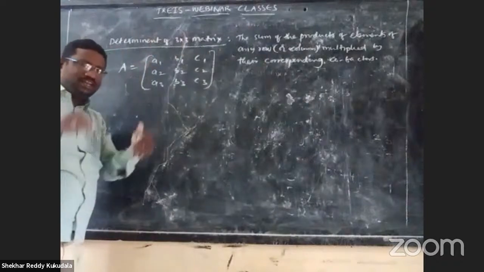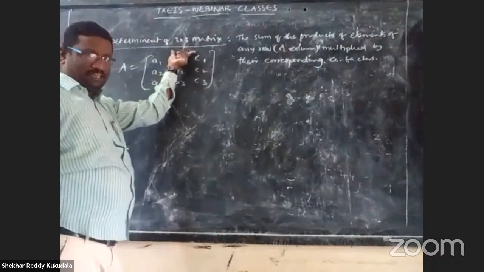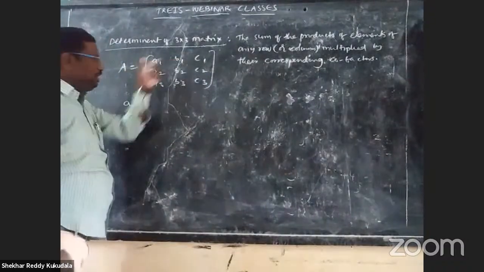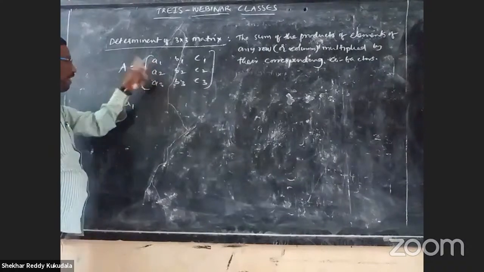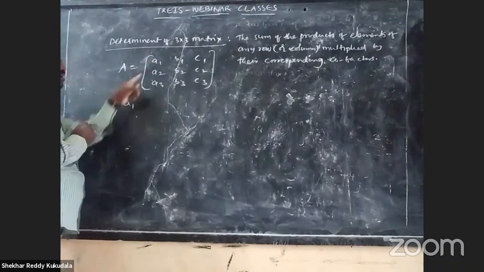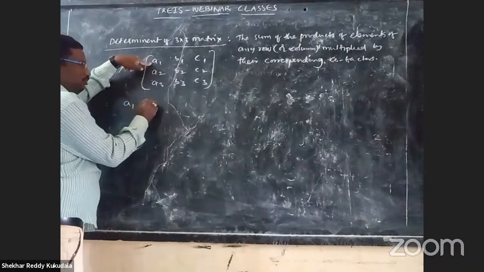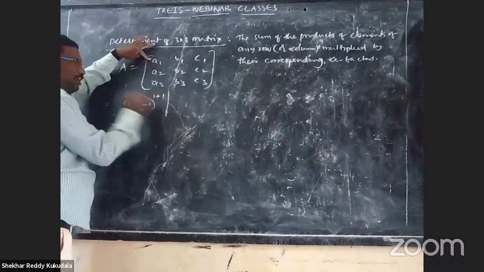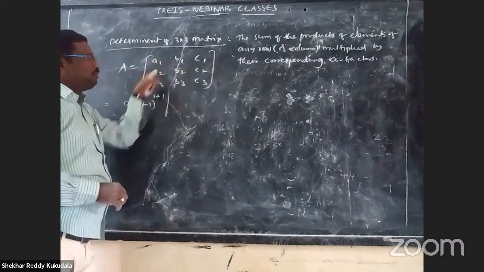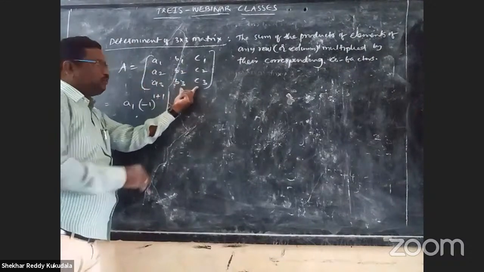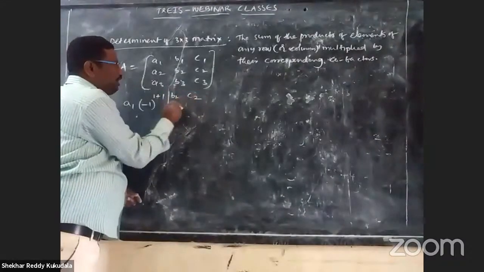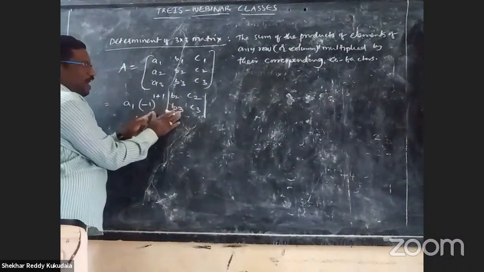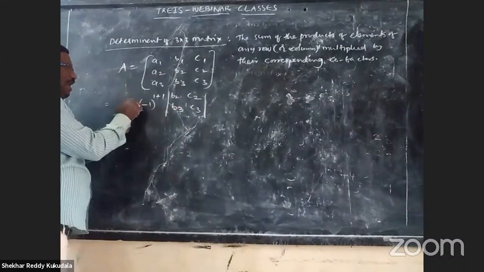For our convenience, I am taking the first row, and first row a1 into its cofactor. To find its cofactor, a1 cofactor is minus 1 power i plus j, since it is in the first row and first column, into, ignoring this row and this column, the leftover 2 by 2 square matrix determinant, b2 c2, b3 c3. This is the cofactor of a1, multiplied by the element a1.